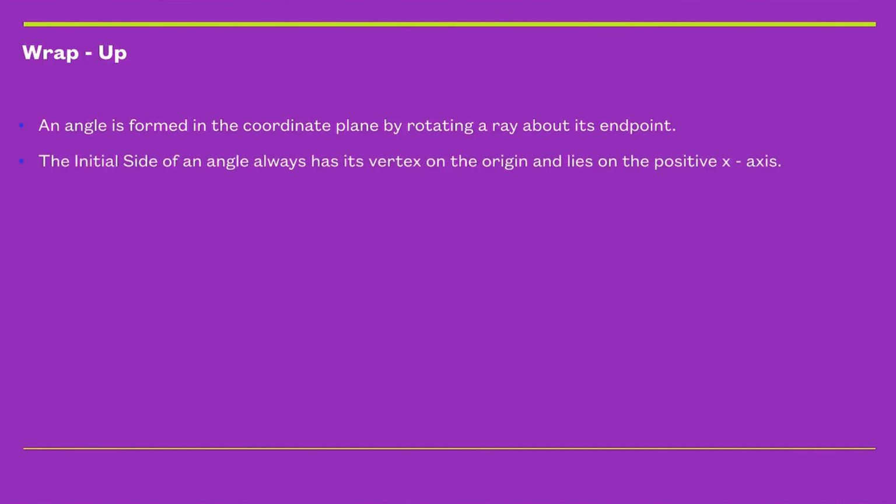Okay, and then we're just going to do a little wrap-up slide to cover our main points of the video, and then we'll end the video. The first thing we talked about is that an angle is formed in the coordinate plane by rotating a ray about its endpoint. The initial side of an angle is always going to have its vertex at the origin, and it's going to lie on the positive x-axis. And the terminal side is the side which determines in which quadrant the angle resides. So wherever the terminal side winds up, that's where the angle actually lives.